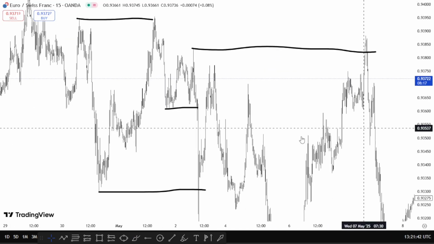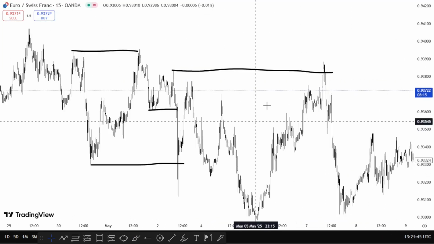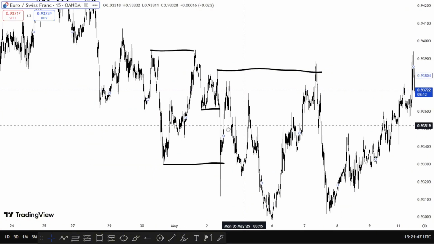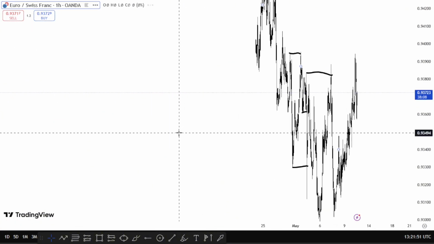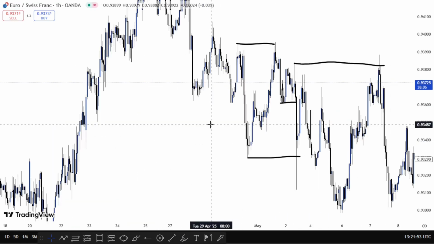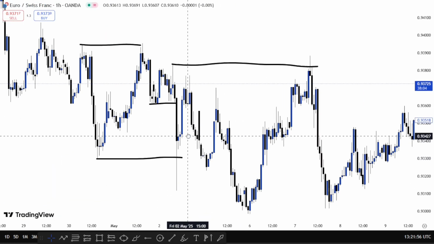I cannot make it clearer. If I make it clearer, I won't be able to capture all the details. So let me see if I go down to the 1 hour time frame, I'll still be able to catch all the details and make it clearer. So yeah, this is actually really better.